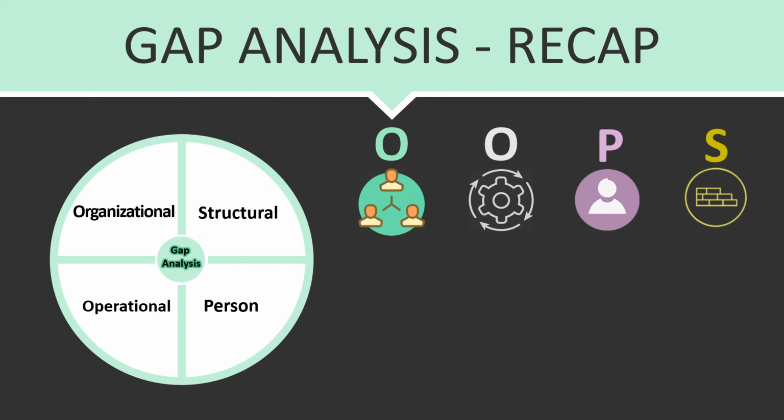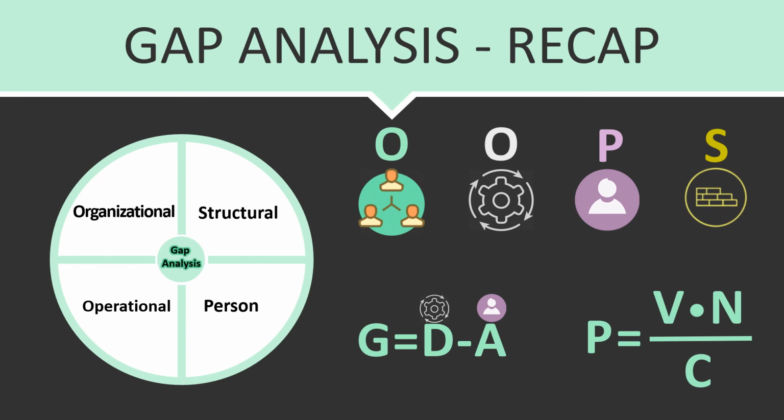Also, we learned to identify the 2 basic calculations used in quantifying gaps. The first is gap equals desired performance minus actual performance. You get your data for desired performance from your operational analysis. Likewise, you get your data for actual performance from your person analysis. The second calculation is priority equals value times number of staff, quantity, over the cost of training. You get your data for value from your structural analysis.